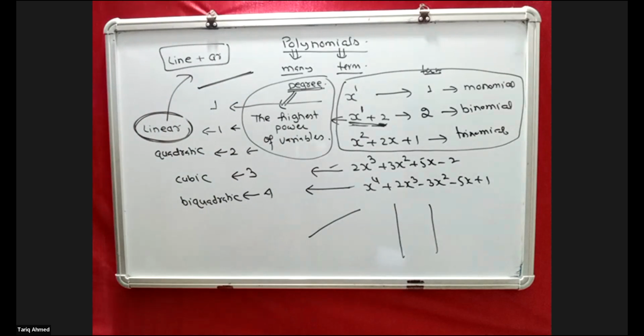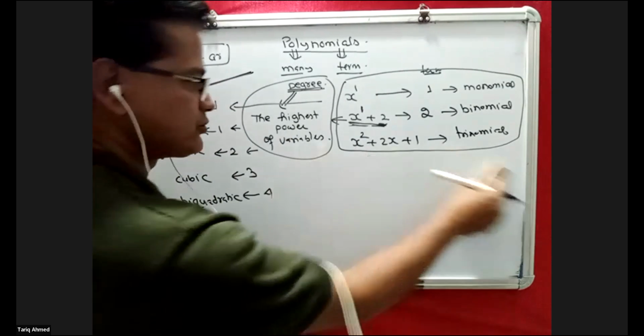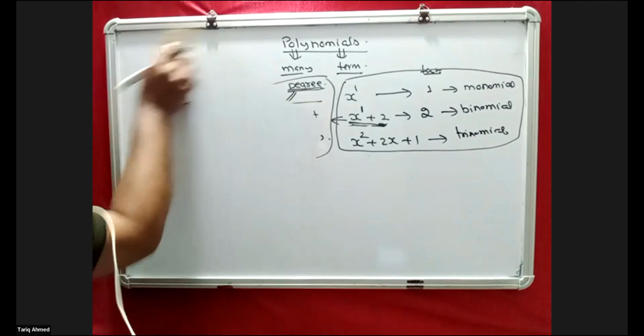Now I'm coming to the zeros of the polynomial.